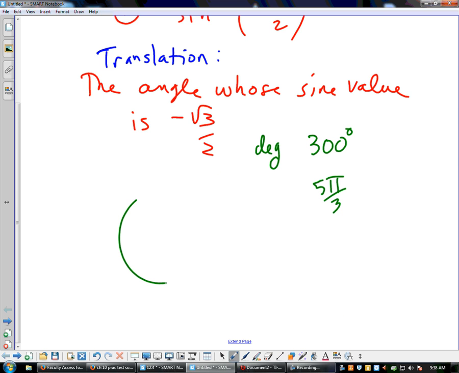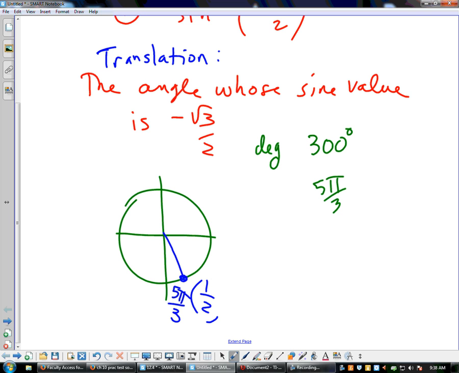Right. On our unit circle, that puts us right down here, where the ordered pair at 5 pi over 3 is 1/2, comma, negative square root of 3 over 2. Correct. Where else is the y coordinate negative square root of 3 over 2? At 240 degrees, which is over here, that's 4 pi over 3, because that has the ordered pair negative 1/2, comma, negative square root of 3 over 2.